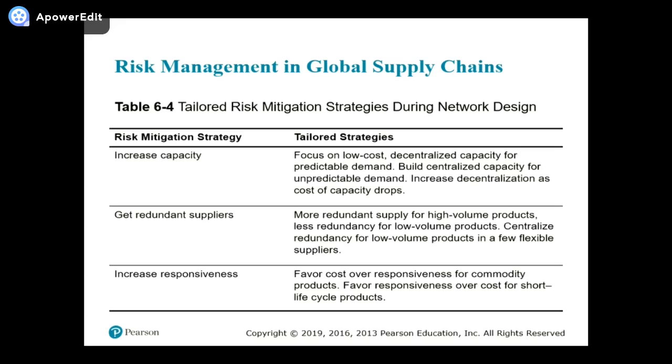Another thing is increase responsiveness. So in case something happens, we can react quickly. And increasing responsiveness often comes at a cost. So we favor responsiveness for short life cycle products and for high value products.